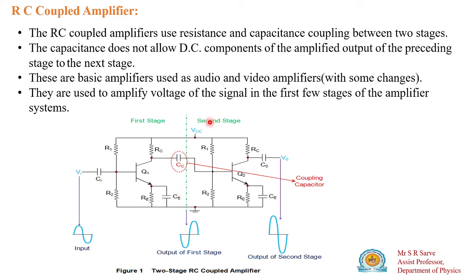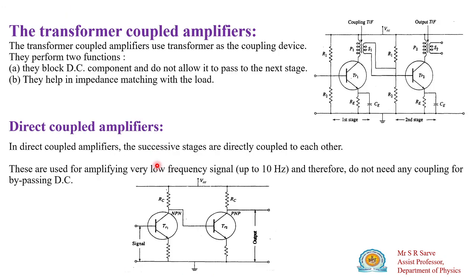The output of the first stage is coupled with the input of the second stage through resistance and capacitors. Now the second one is your transformer coupled amplifier. Transformer coupled amplifier means the output of the first stage is given to the input of the second stage through a transformer. So it is known as your transformer coupled amplifier.